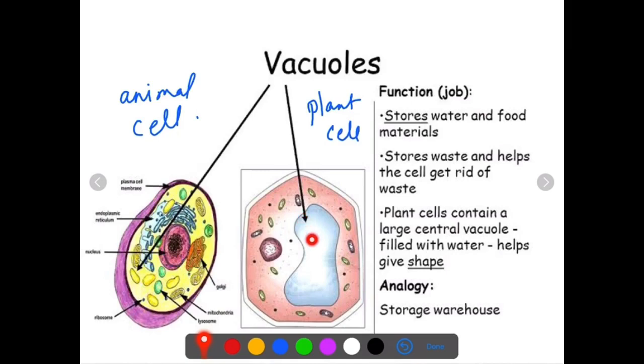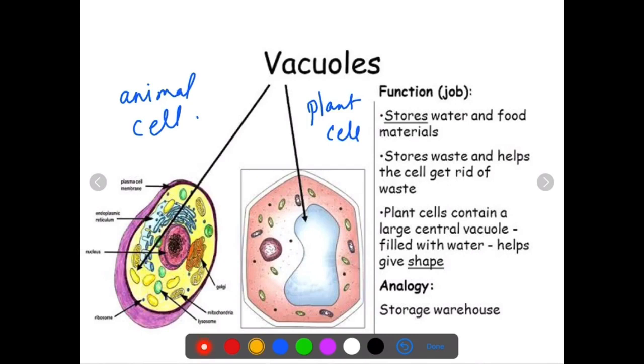This is looking quite big, and it is almost parallel to the cell wall, so it has some special functions because of this structure. So the plant cell contains a large central vacuole which is filled with water, and it helps to give shape to the cell. So the stable shape of a plant cell is because of this big water filled vacuole.